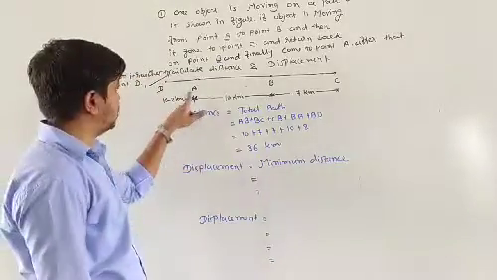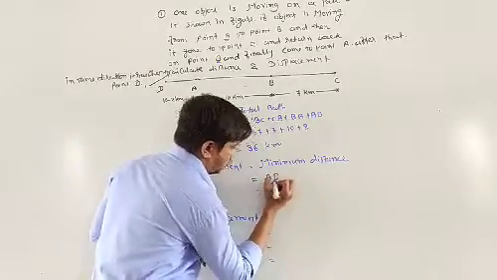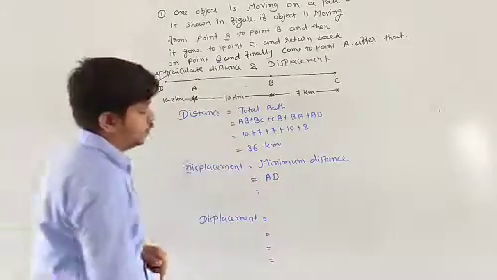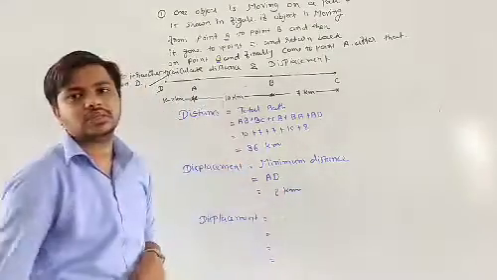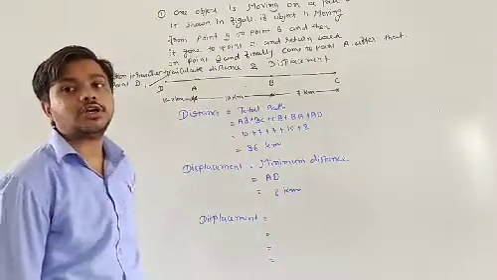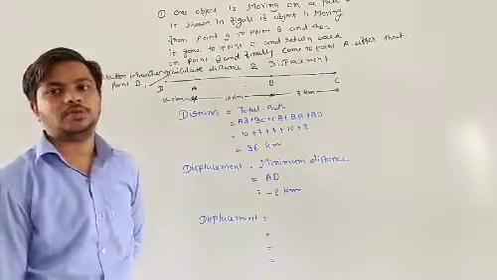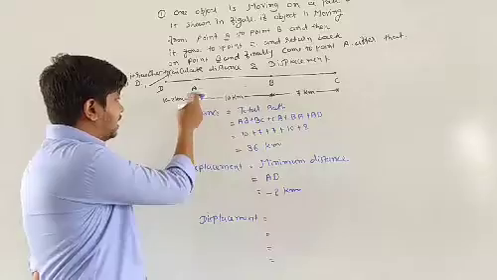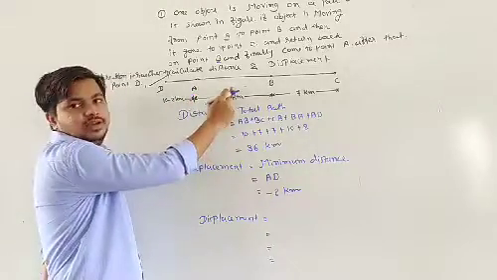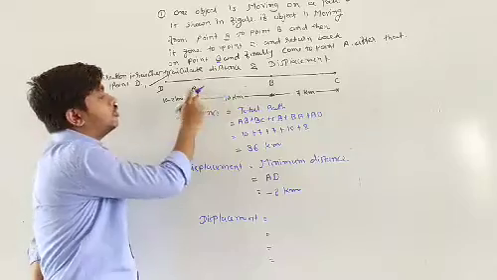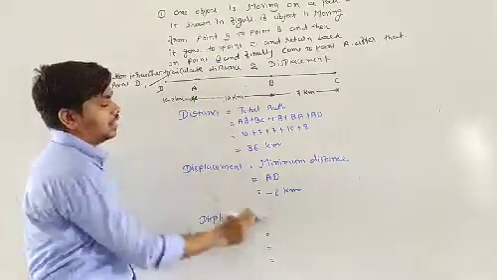What is the initial position? A. What is the final? D. So it's AD. What is the answer? You can say 2 kilometers. It's a wrong answer. Not 2 kilometers. It's minus 2 kilometers. Why? Because it is in the opposite direction. It is not in this direction, where you can take it as positive. It's in the opposite direction, so it's minus 2.